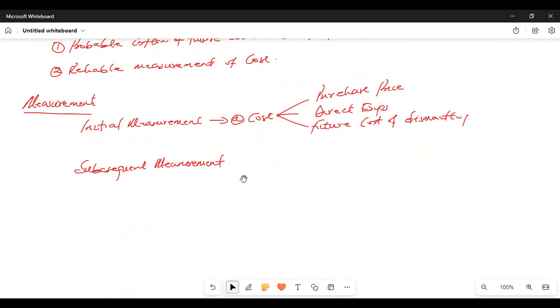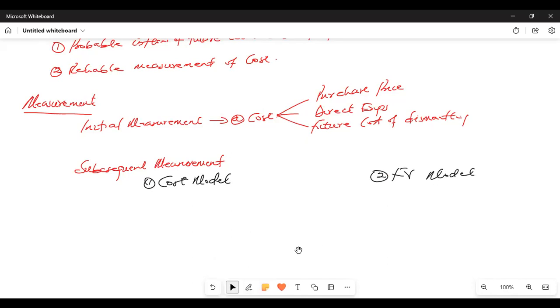As for the subsequent measurement, this one too, just like the PPE, you saw something of a choice. Here too is the same. It's either you use the cost model, and please, this is the place I need you guys to listen carefully because we will be solving the question very soon. All right. So we have the cost model. And you remember the cost model also from PPE. Then number two, we have the fair value model.